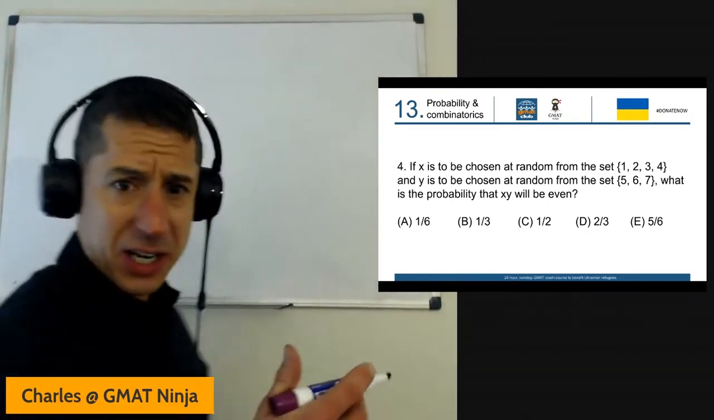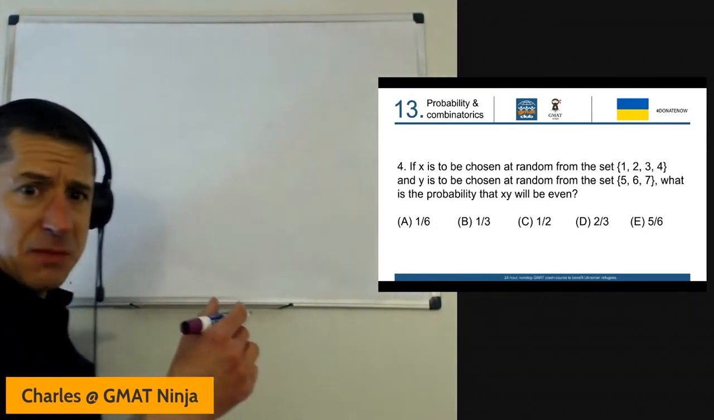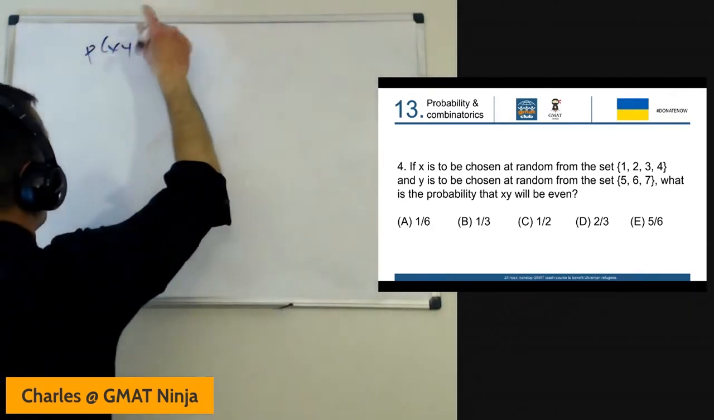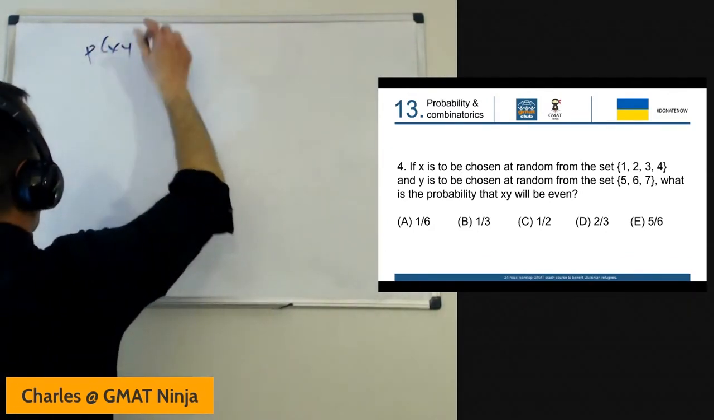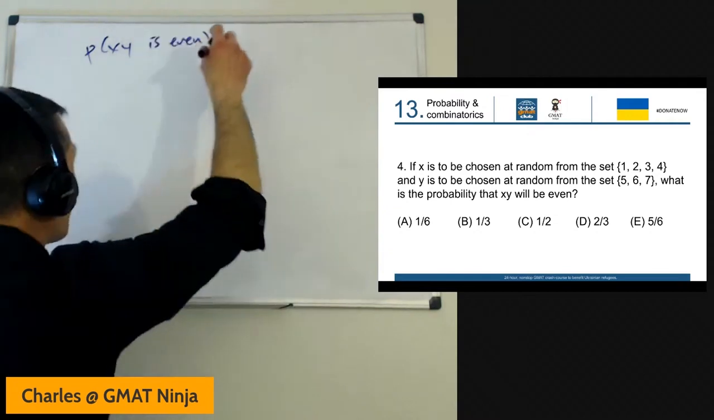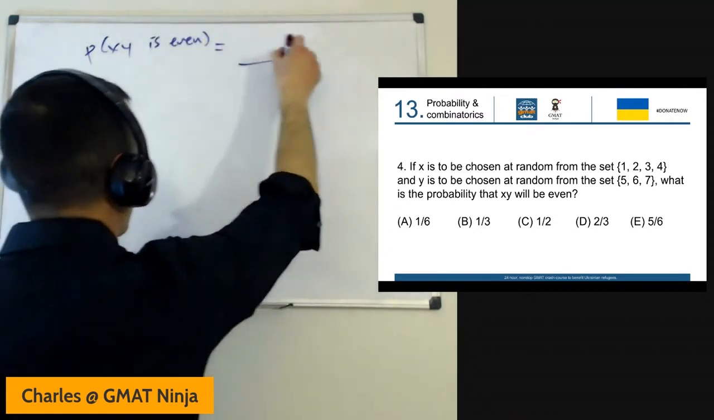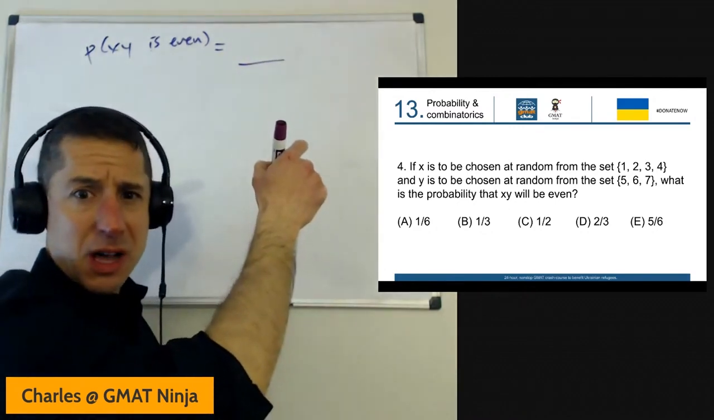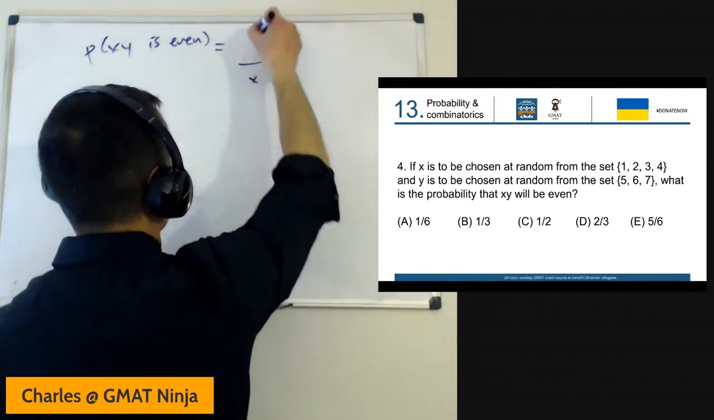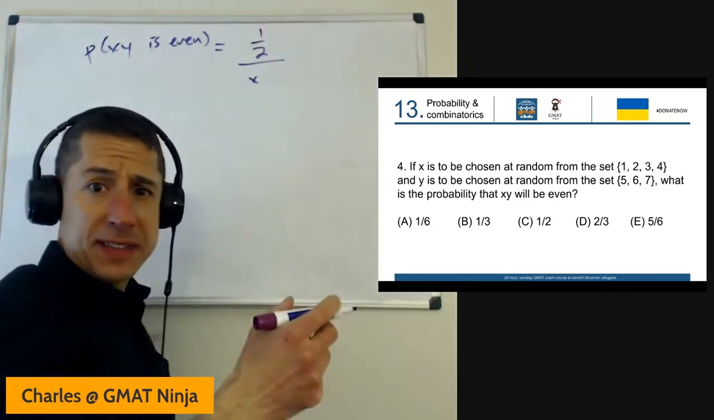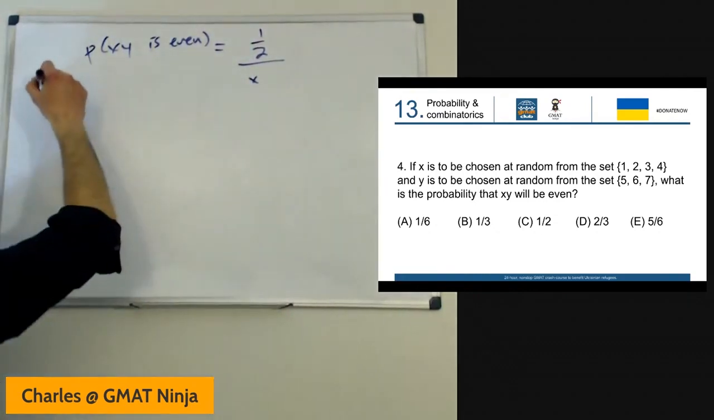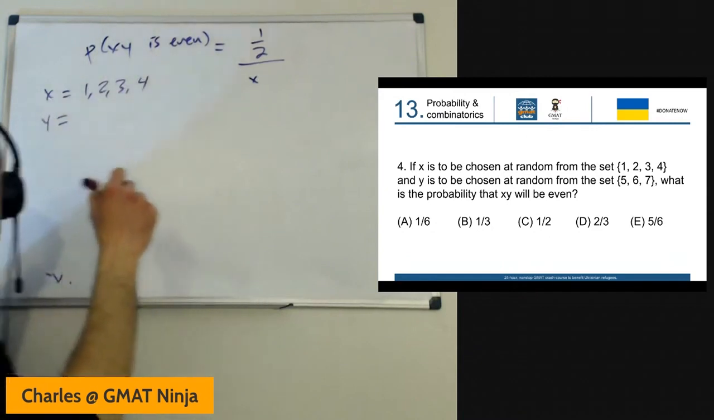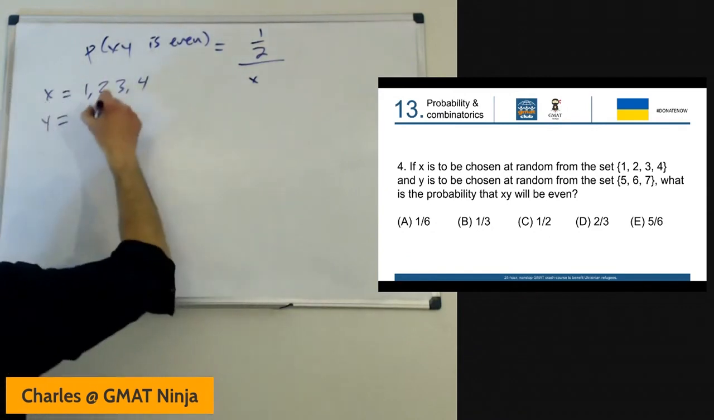And I could do that here. So I could say, well, probability that xy is even. And now I can start making some mistakes. So I can say, well, pick one. So this is for x. What's the probability that x is even? It's 1/2, 2 out of 4 in that set. So set x is 1, 2, 3, or 4. Y is in the set 5, 6, 7.